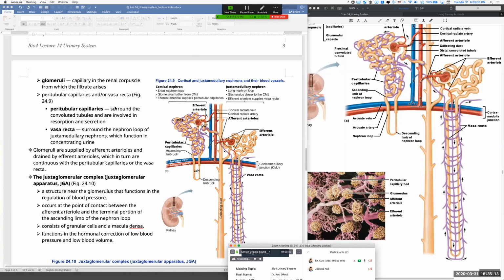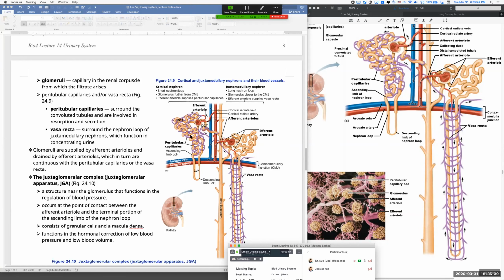These peritubular capillaries pick up the things that have been reabsorbed through the renal tubules. And then through the peritubular capillaries, these substances can eventually be returned back into the general circulation.